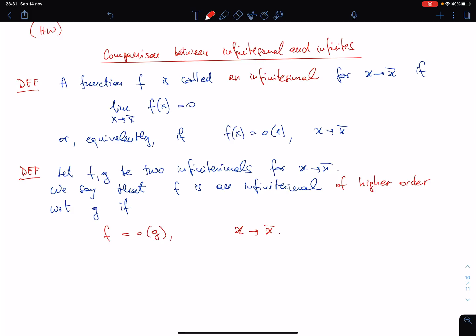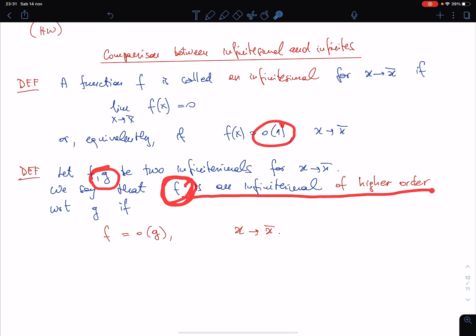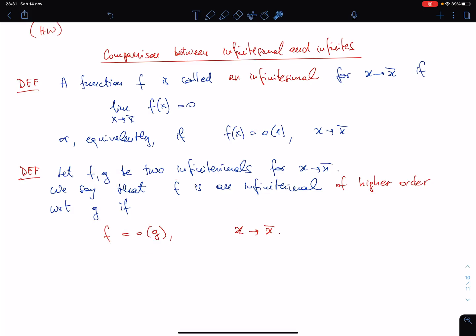Okay, so notice here g infinitesimal means that g is negligible with respect to 1. Okay, f is an infinitesimal too. When we say that f is an infinitesimal of higher order with respect to g, we are stating that as an infinitesimal, f is stronger than g. So f is more infinitesimal than g. So f is negligible with respect to g. Okay?